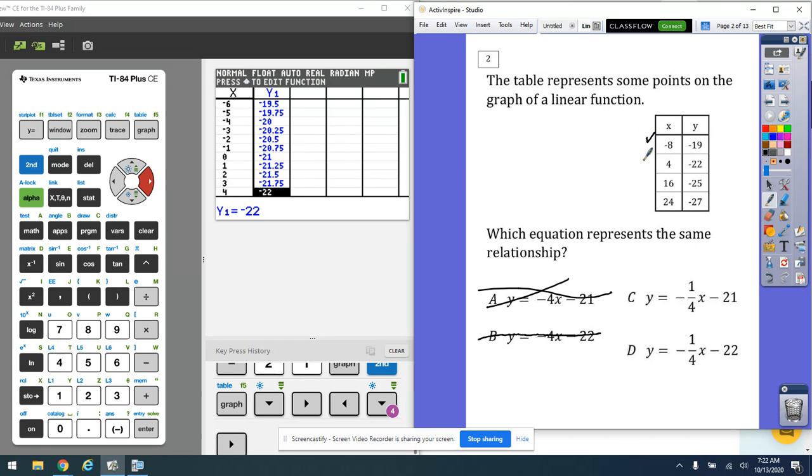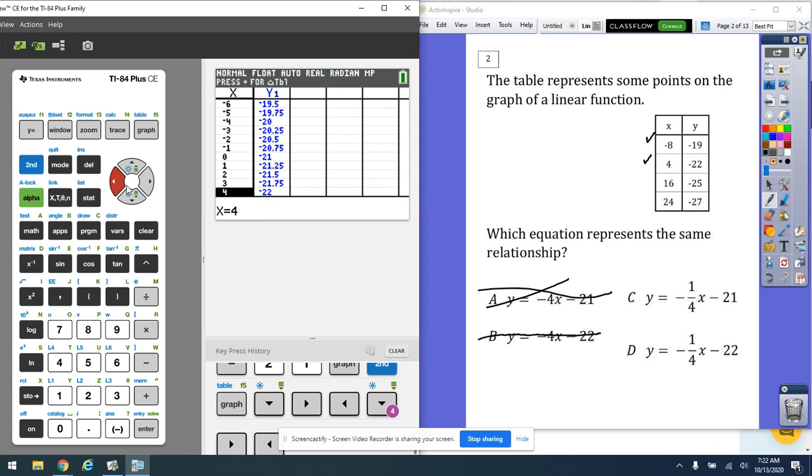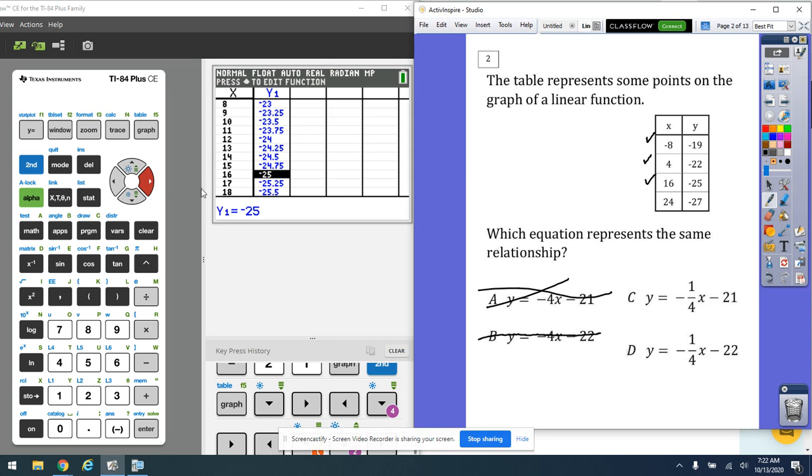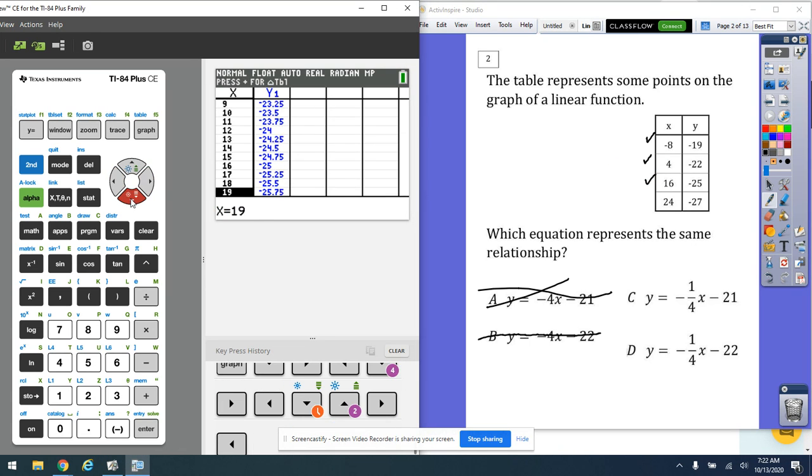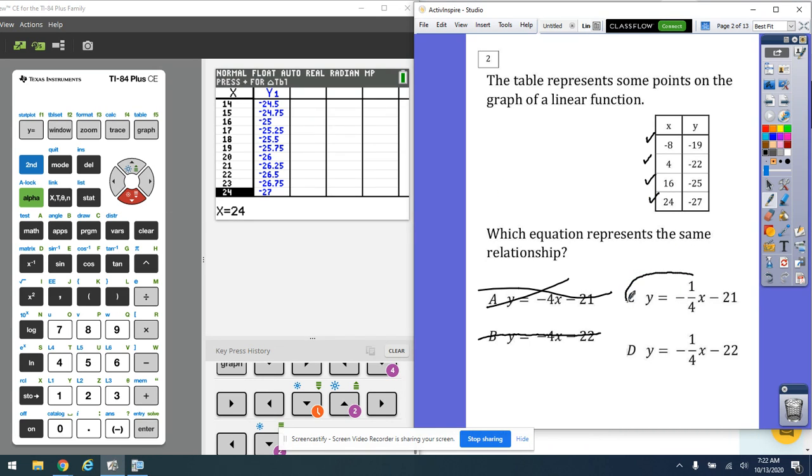Check, check. Let's go to +16. Scroll all the way down to 16. 16 should be -25. Yep, that works. And then 24 should be a -27. And yes, that works. So my answer choice for this one is pretty straightforward, and it's answer choice C.